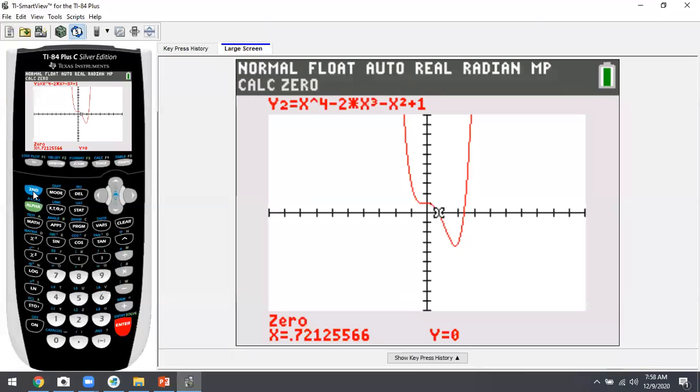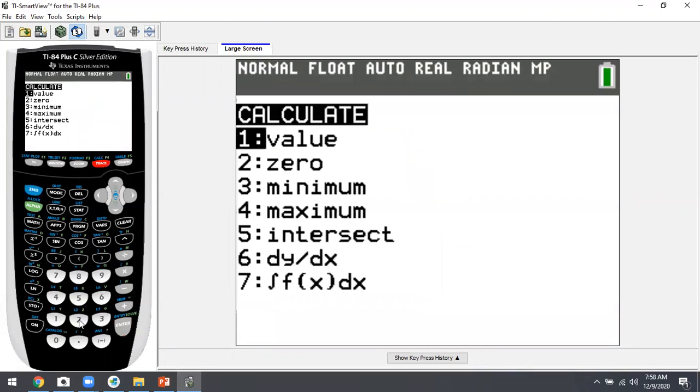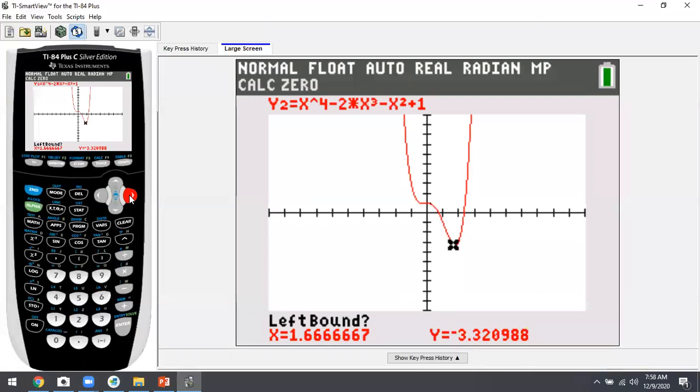You do the same thing for as many as there are. If there's more than 1 0, you just keep doing it. Second calc, 0, up, there's one over there. Anywhere to the left of it, it really doesn't matter. I'm definitely to the left of it. Right bound, anywhere to the right. The guess doesn't matter. The other answer apparently is 2.34ish, 2.35 if you round or something like that. Make sure you can find these. If you can find them, then you can type things in correctly.